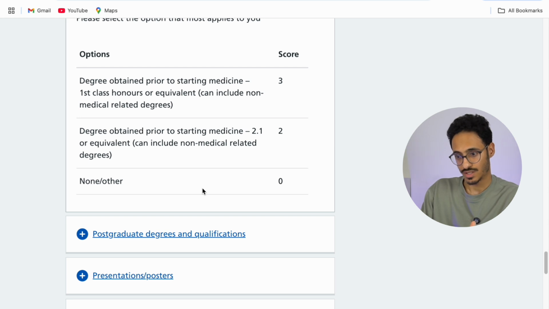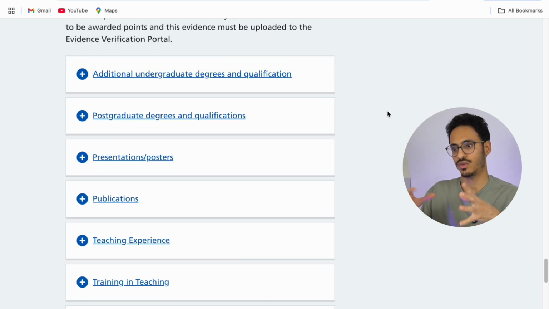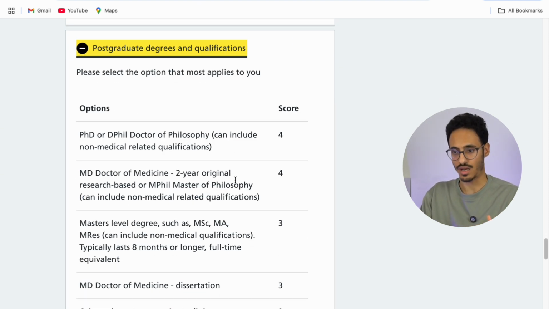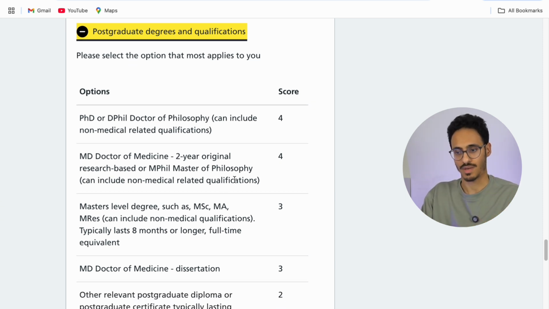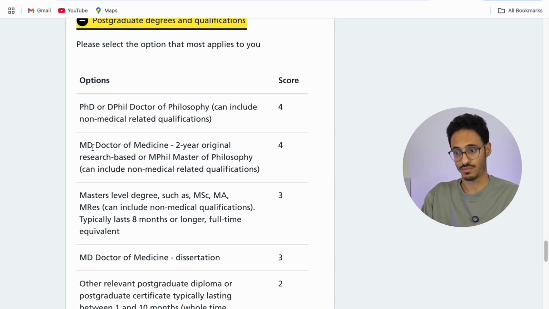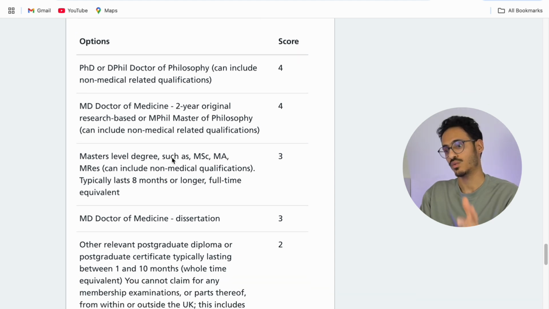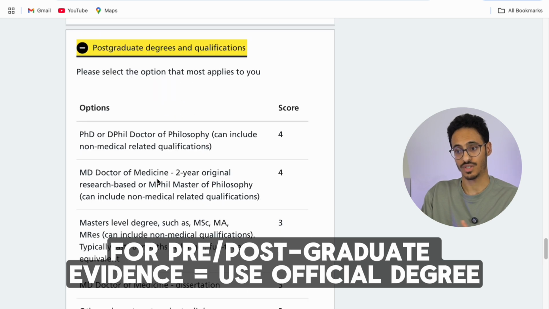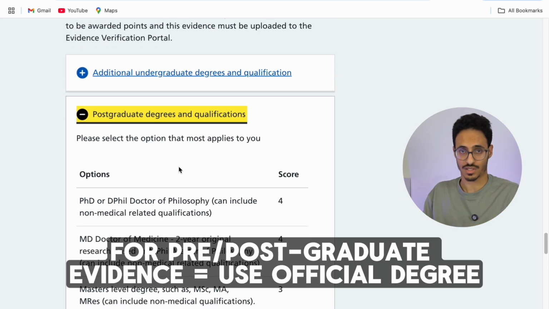So the postgraduate degrees are degrees that you have attained after finishing your medical school. Now, as well, I didn't have any of that, so I scored 0 on that domain. Well, not everyone applying for histopathology will have a PhD or a master's degree, so don't worry about it if you do not have anything at all. And with both of these evidences, the undergrad and postgraduate degrees, all you need to upload is your actual degree.